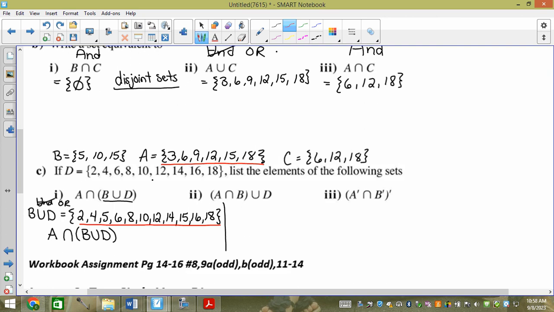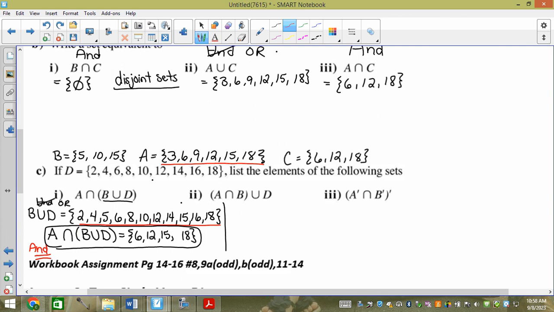In both. Because this is an and, right? So I list what's in both. So what's in A and B or D? Is 2? No. 3? No. 4, 5? No. What about 6? Yes. Okay, keep going. 9? 8? 10? 12? 12's in both. 14? No. 15? That's in both. 16? No. 18? That's in both. So this would actually be the answer. Do you see how I had to do that B or D first to help myself out?